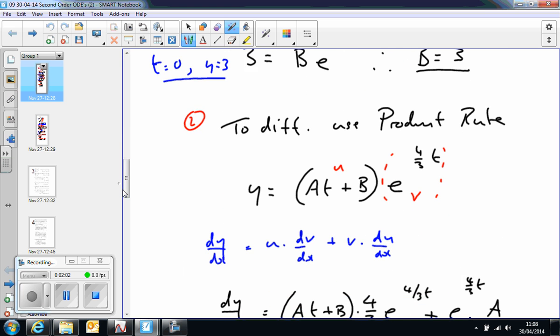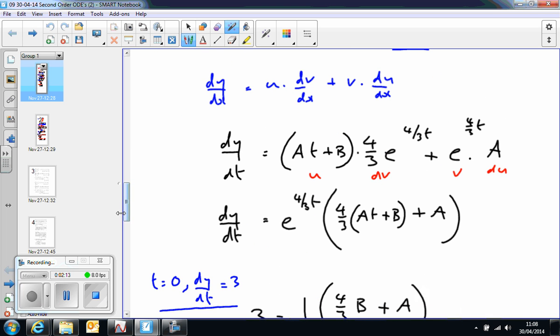And now to differentiate, we've got to use the product rule. This time u equals at plus b, and v equals e to the 4 over 3 t. So if we use the product rule, differentiate each one, we get that the differential dy by dt is u, at plus b, multiplied by the differential of v, which is 4 thirds e to the 4 over 3 t, plus v, the differential of u, which is just a. And so that's that.